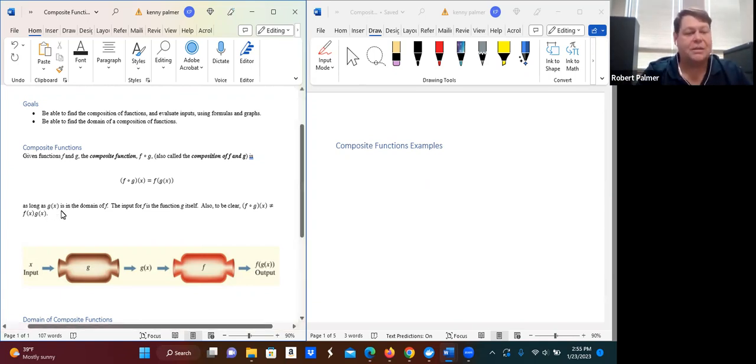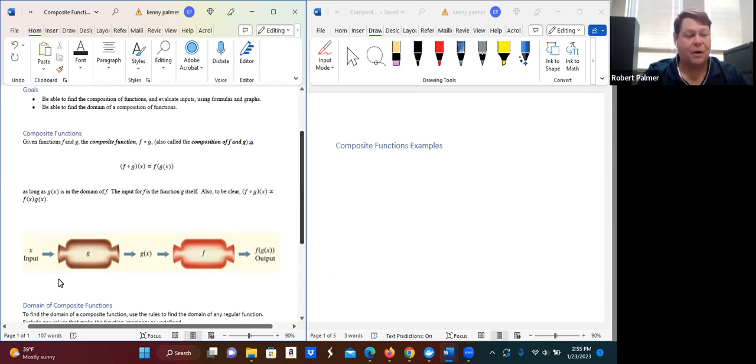And of course, this works as long as g of x is in the domain of f, so as long as you don't have any problems with the domain, like anything becoming undefined or imaginary. As it says, the input for the function f is the function g. To be clear, this is not the same thing as multiplying the functions f and g together. This is something different, and a way we can visualize this is this graph here.